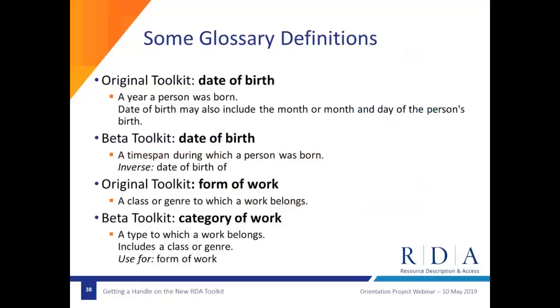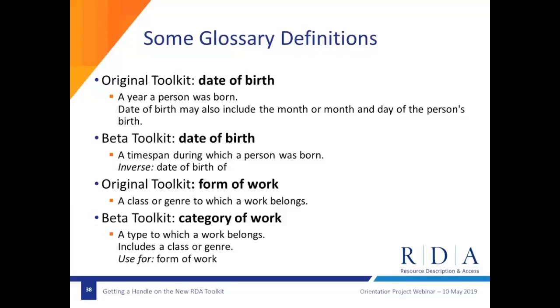Some glossary definitions that are similar, but a little different. In the original toolkit, date of birth was a year a person was born, and then included a scope note that said the date of birth may also include the month or month and day of the person's birth. In the beta toolkit, it's the same name, but the definition has changed: a time span during which a person was born. And remember, I told you a time span could be a nanosecond, so don't freak out over the beginning and ending kind of concept for a date of birth. The inverse is explicitly declared in this case.